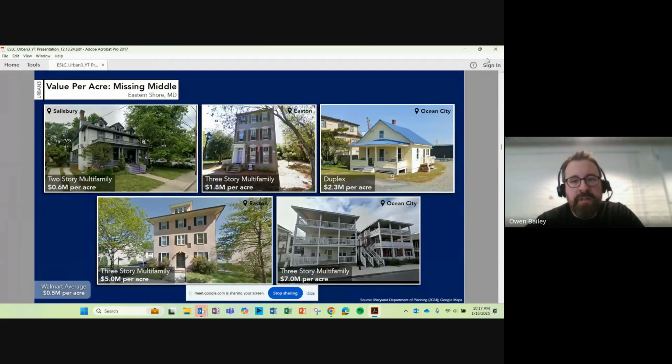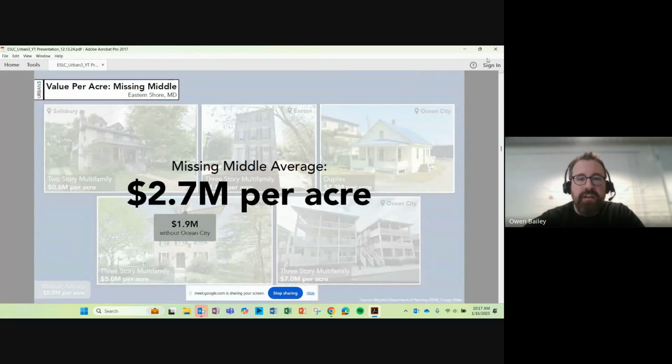So this is almost 10 times more productive in having this kind of housing supply. Here we go to the missing middle, and you can see these numbers really begin to jump. 1.8 million in Easton, $5 million in Easton, $7 million in Ocean City. Missing middle housing, 3 stories plus, is $2.7 million per acre, 1.9 when you count out Ocean City.